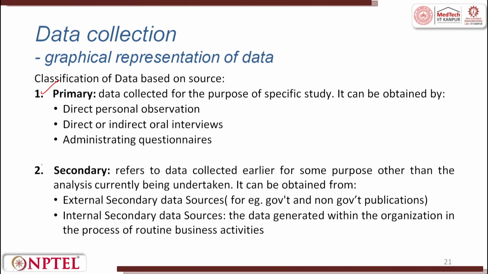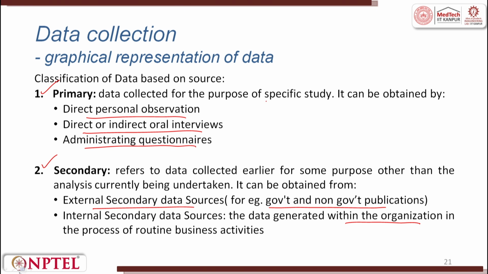Primary and secondary data I have already discussed. Primary data is collected for a specific study, and it can be obtained by direct personal observation, direct or indirect oral interviews, or administering questionnaires. Secondary data refers to data collected already for some purpose other than the analysis currently being undertaken. It can be obtained from external sources, for example, government or non-government publications. Internal secondary data sources are data generated within an organization in the process of routine business activities.